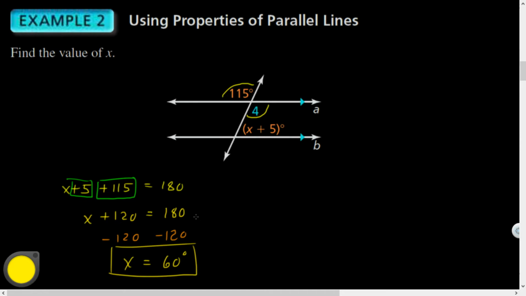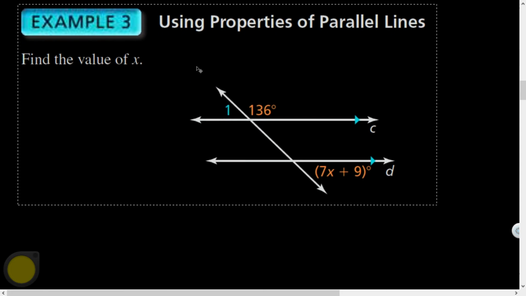Bam, done. You love it yet? You guys love it, don't you? You're loving it. Okay, here we go. Guys, these problems are el más fácil del mundo, aren't they?